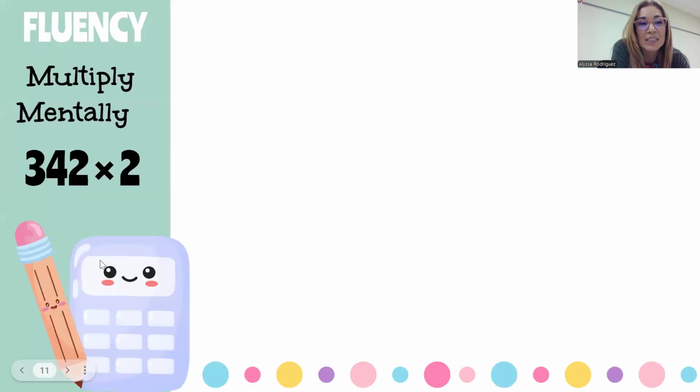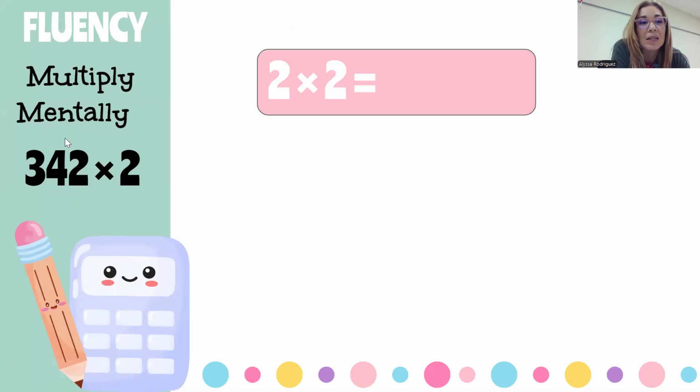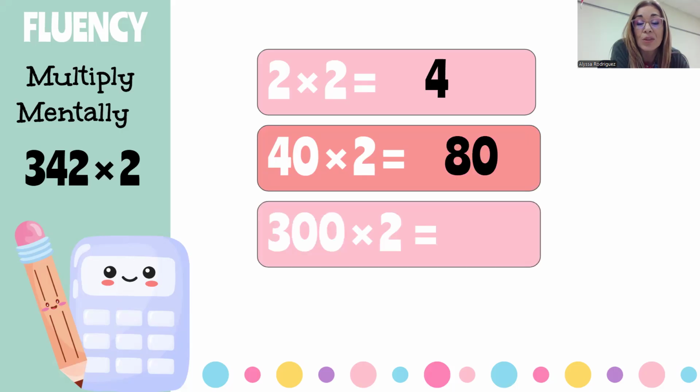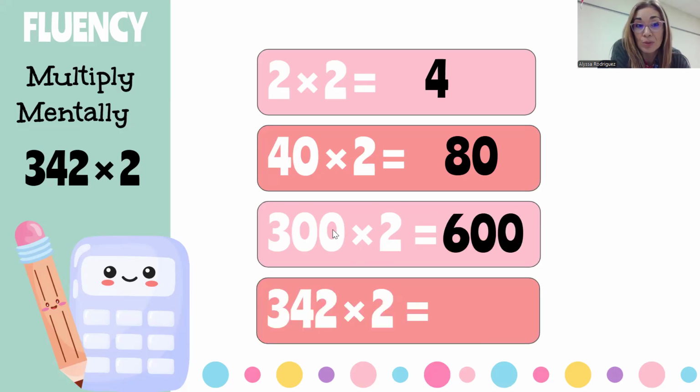Moving on to fluency. What's 2 times 2? 40 times 2. 300 times 2. Remember, just look at the number. What's 3 times 2? 6 plus 2 zeros, 600. Now, using your whiteboard, write this problem.